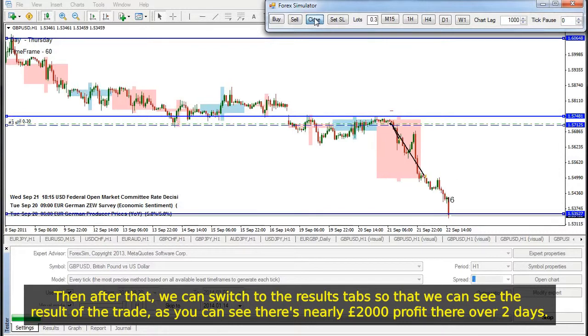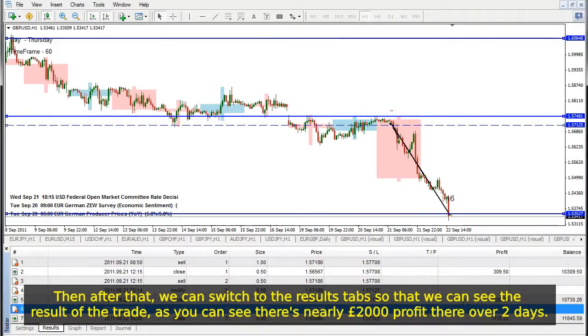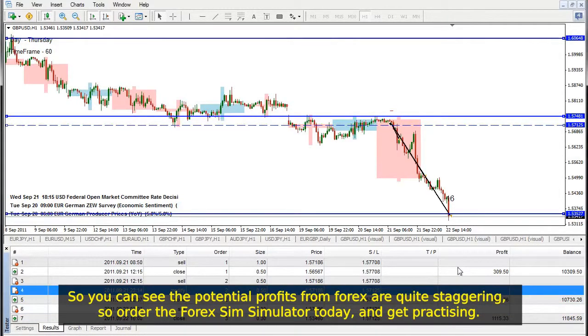Then, after that, we can switch to the results tab so that we can see the results of the trade. As you can see, there's nearly £2,000 profit there over 2 days. So you can see the potential profits from Forex are quite staggering.